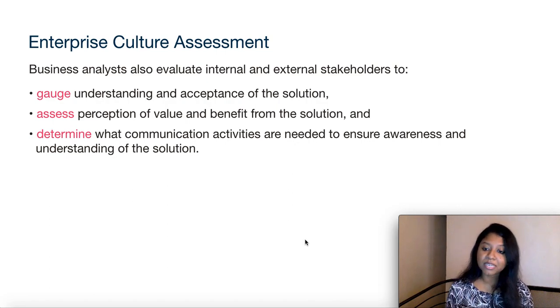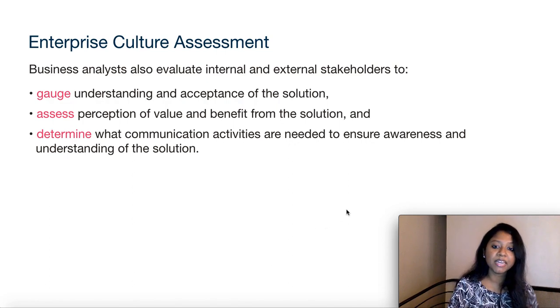So in those cases, you want to communicate, you want to inform stakeholders as to what the solution is, what it is about, and what it is solving for stakeholders. When they get that information, then they can start adapting and utilizing the solution. So that's the main aim of this.